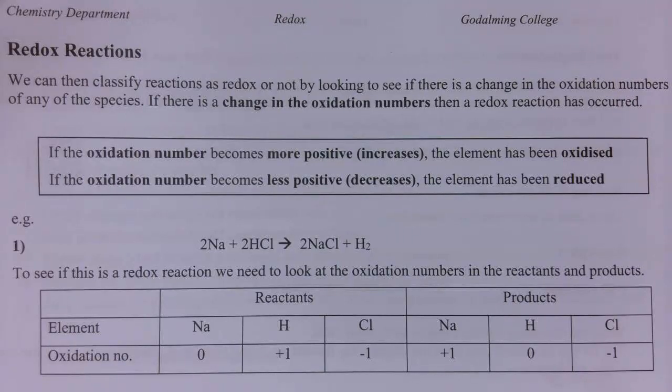So leading on from the last video, we can use the idea of oxidation numbers to see whether or not a reaction is a redox reaction and to identify which element has been oxidized and which element has been reduced. Because if the oxidation number increases, the element or the species must have been oxidized. If the oxidation number decreases, then we say the element has been reduced.